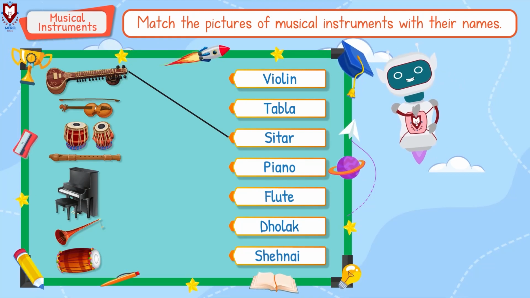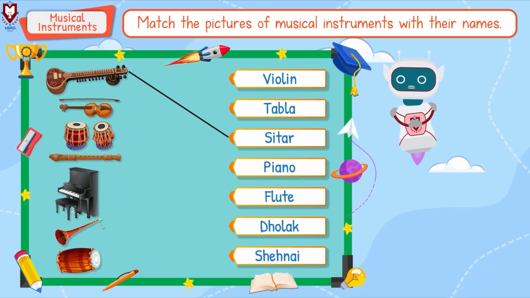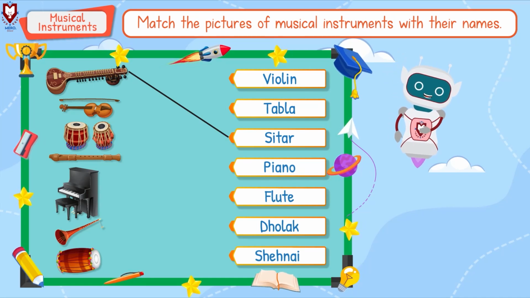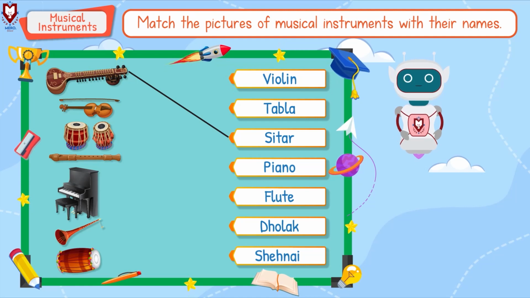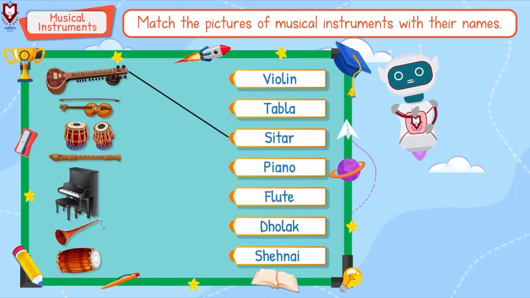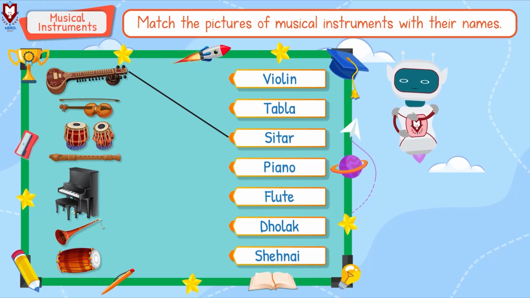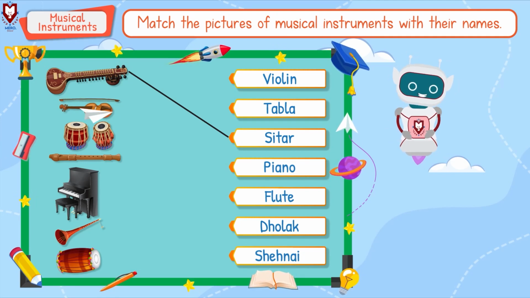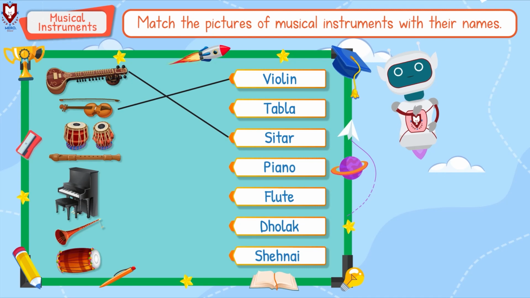You heard that music? Can you tell which instrument produces such music? Yes, it's a violin. Among these pictures, which one is violin? Yes, this is a violin. Match it with its name.